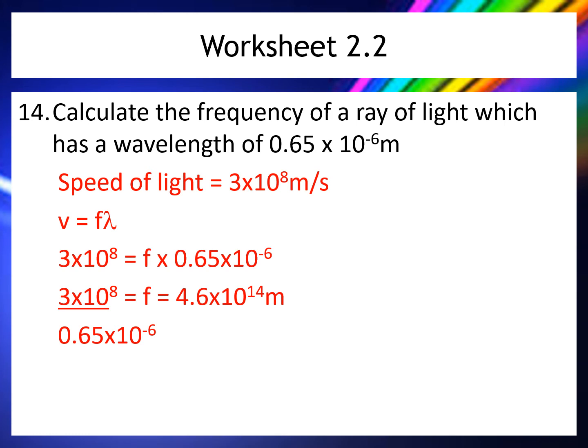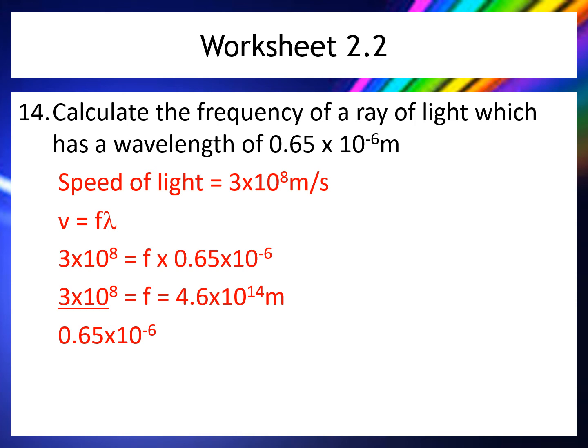So this question then is asking us to find the frequency of a ray of light with a wavelength of 0.65 times 10 to the minus 6 meters. Now, at first look, we don't appear to have enough information to answer that question because we're only given the wavelength. However, it is assumed that we know that a ray of light or anything else on the electromagnetic spectrum will travel at the speed of light, which is 3 times 10 to the 8 meters per second.